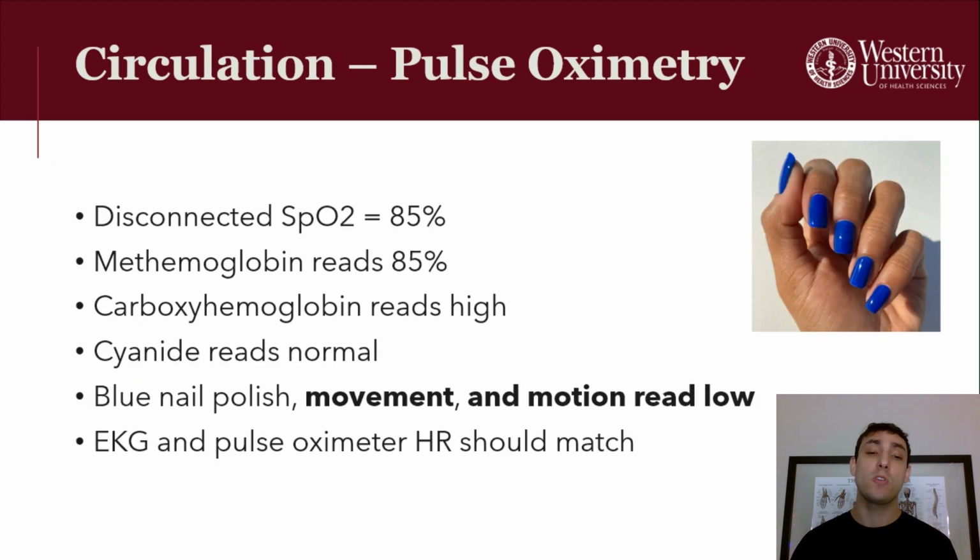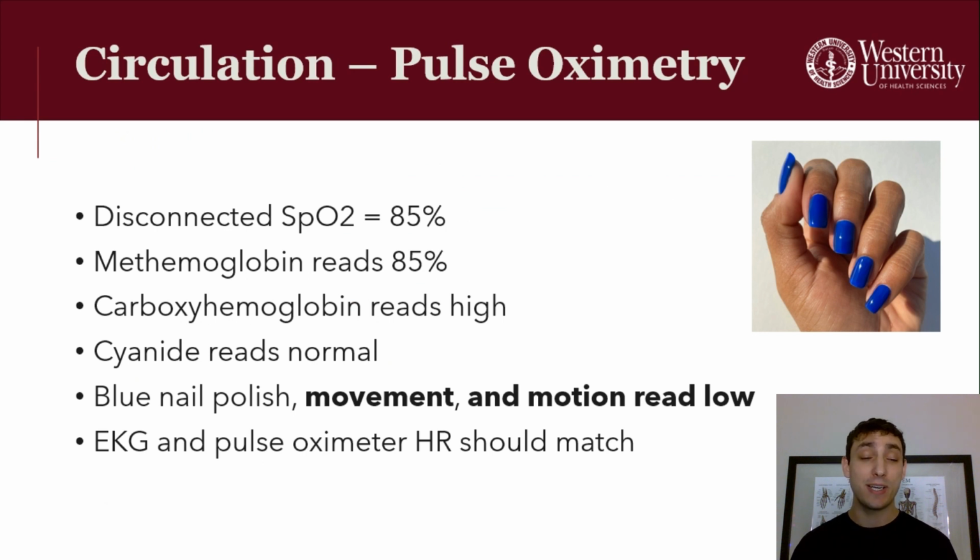Other important things to note, so if you disconnect it, it should read 85%. Methemoglobinemia confuses it and causes it to read 85%. If you have carboxyhemoglobin, it's going to read really high, even though your actual oxygen content is really low. It reads carbon monoxide the same, so it's going to artificially reassure you. Cyanide doesn't affect this, so that should read normal, but they're not going to be able to use their oxygen.